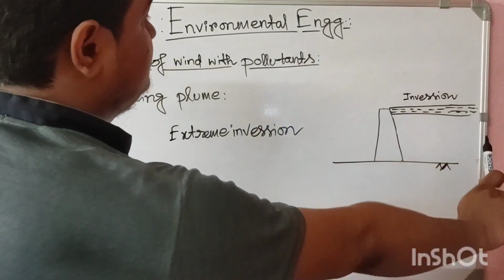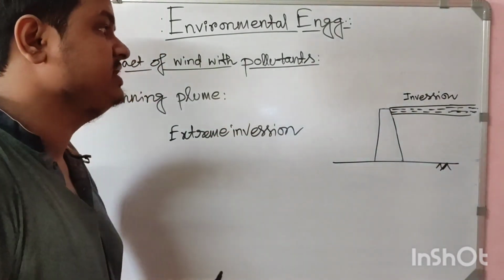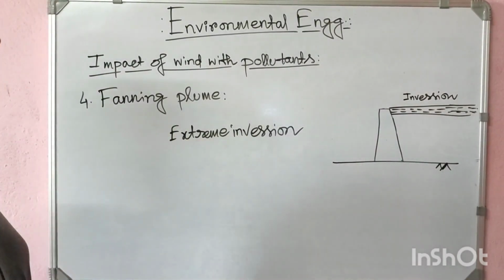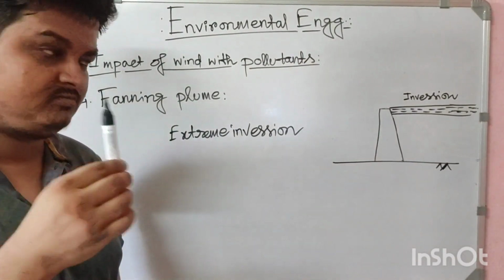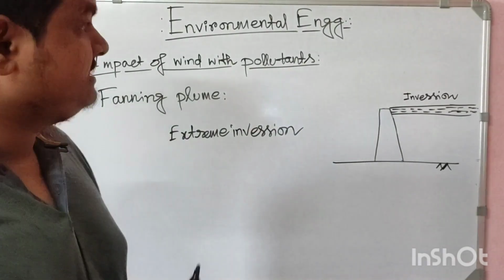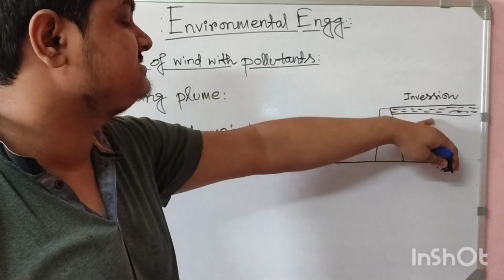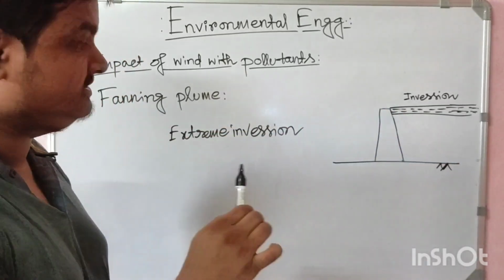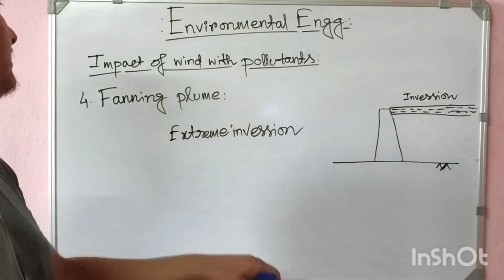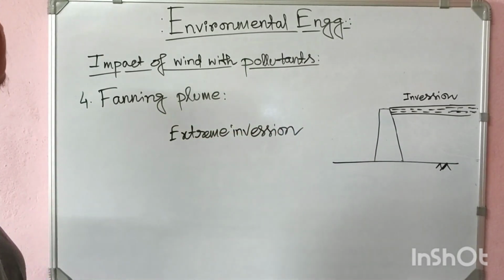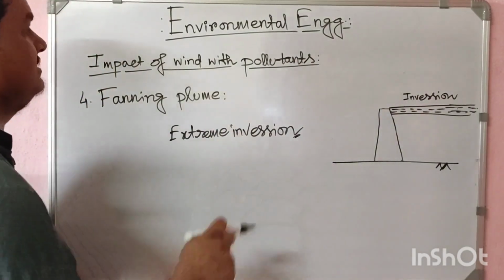You can say it is totally parallel to the ground. So that's why we are calling this fanning plume. When a fan rotates, most of the wind comes forward. Similarly here, the dispersion of gaseous pollutants is only forward along the horizontal distance. This situation we call fanning plume, and because of extreme inversion this happens.